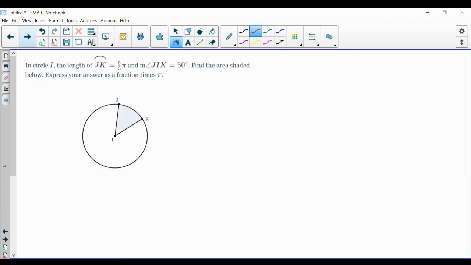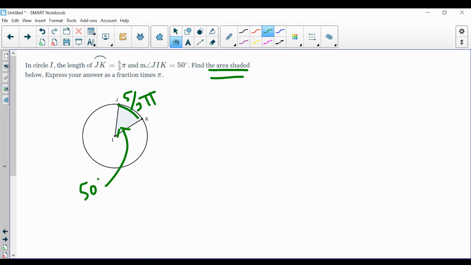All right, so we have the length JK. So this is a good one. This is ESC like. So JK is 5/3 pi. So that's the length of the arc. The angle is 50 degrees. And it's asking what is the area. Leave it in terms of pi. So right now, the easiest way to find the area is if you have the angle measure and the radius. I don't have the radius.